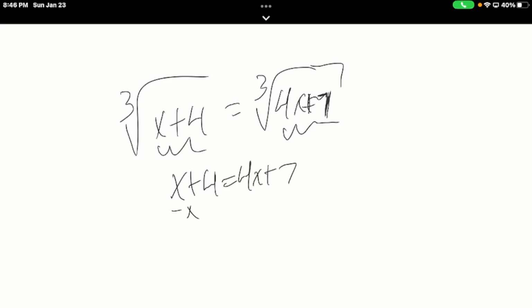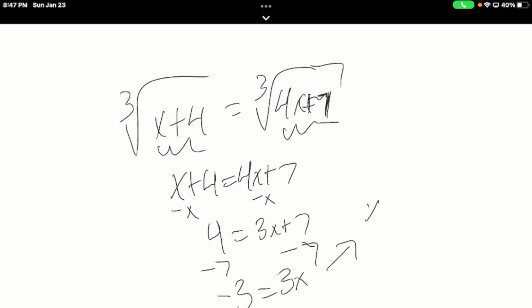I'll subtract x from both sides, giving me 4 equals 3x plus 7. And subtract 7 over, giving me negative 3 equals 3x, which is x is negative 1. And that answer does work. Okay? If you have only the root left on both sides, nothing else, you could put the insides equal to each other to get an answer out. And that's just a linear equation with variables on two sides.